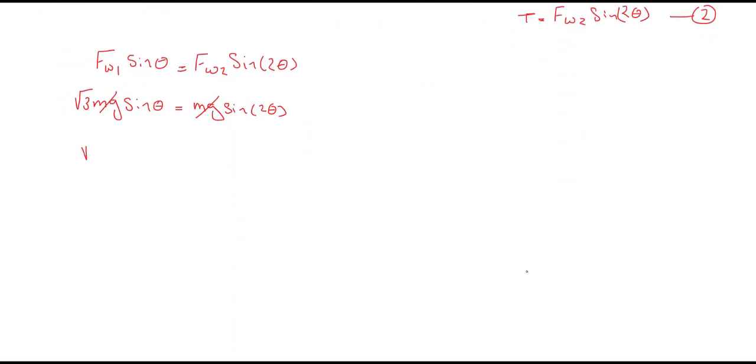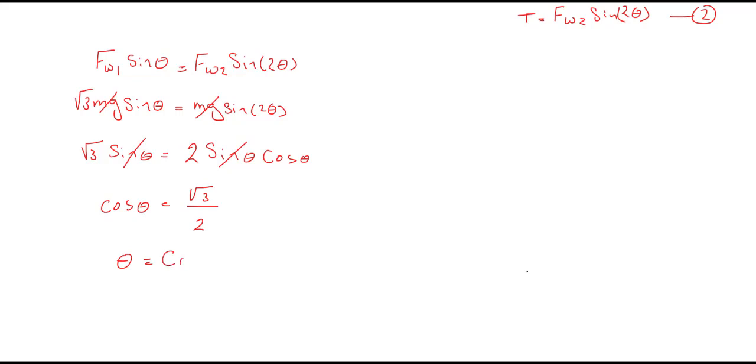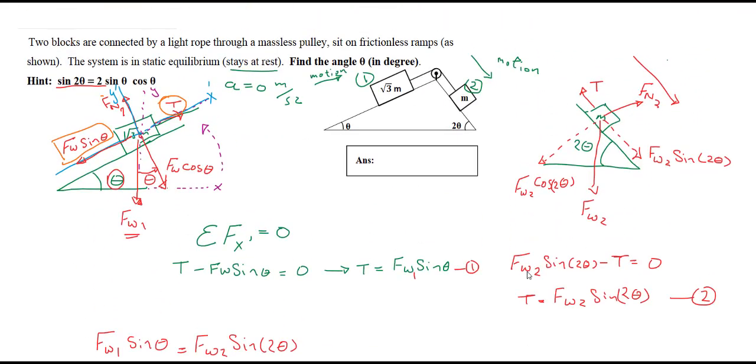So we're going to use this information. I will write square root of 3 sine theta equals 2 sine theta cos theta. So that will cancel with that, and we have cos theta equals square root of 3 over 2. Then theta is the inverse cosine of square root of 3 over 2, which equals 30 degrees. So we can go here and write 30 degrees.